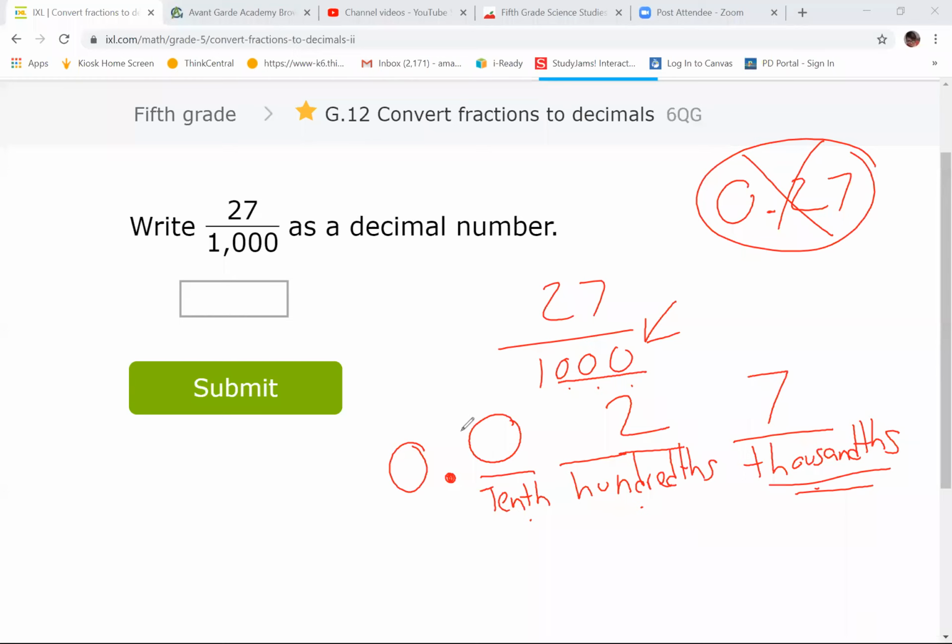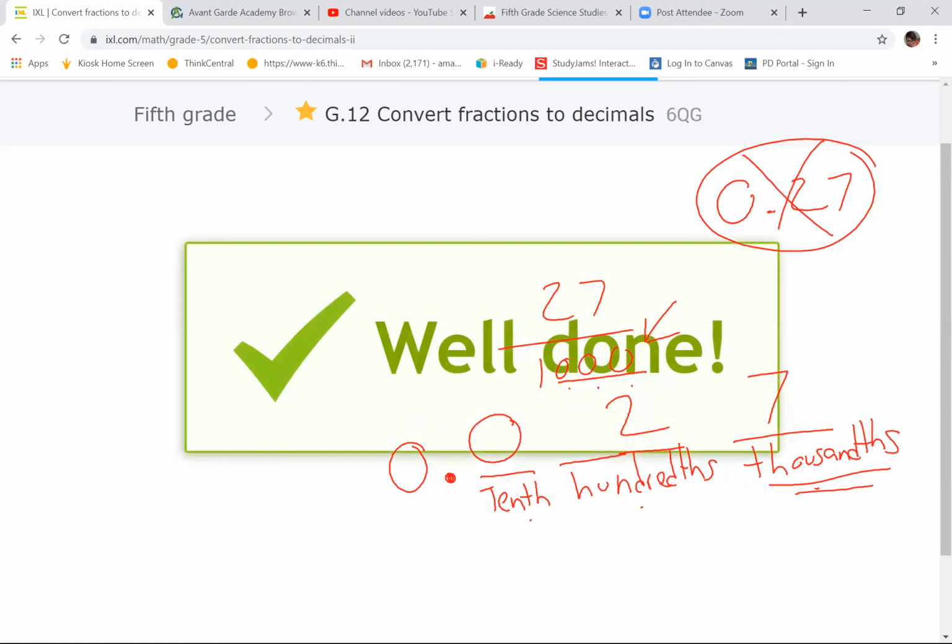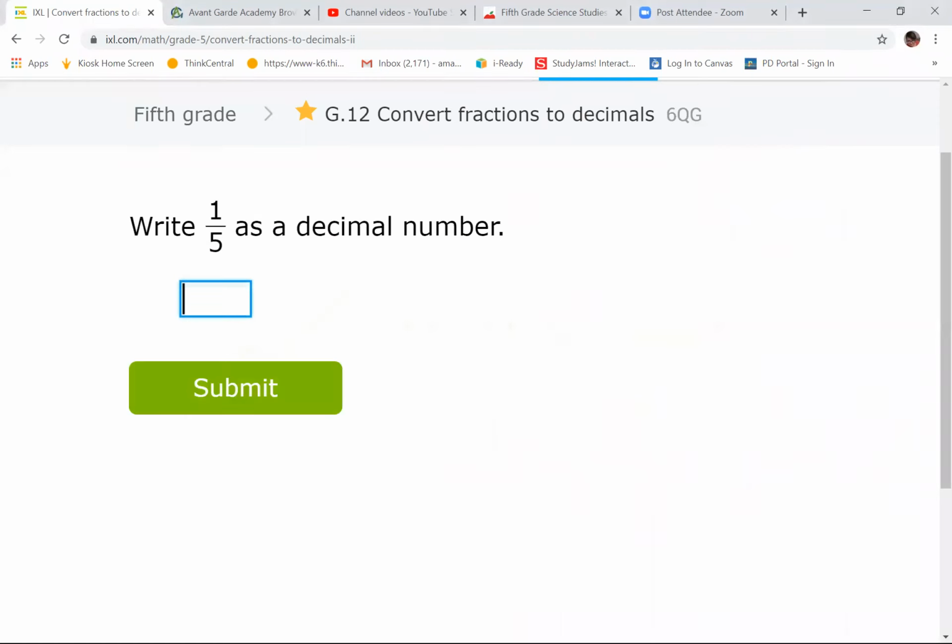If you didn't get that right, don't worry about it because you know what? We're reviewing. It's been a while. 0 and 0 to 7. Let me double check. 27 thousandths. Well done. Okay. Oh, here we go. Good one. Write it as a decimal number.